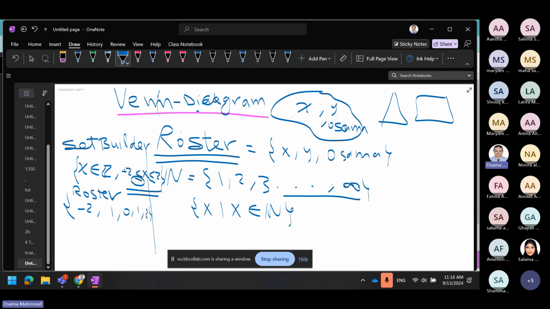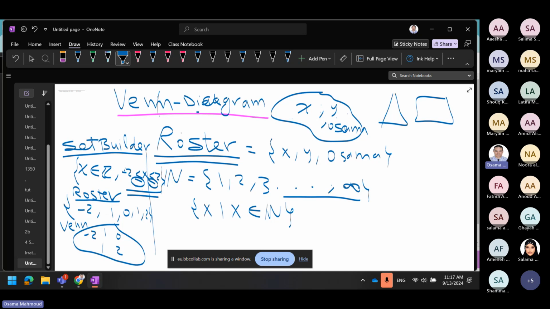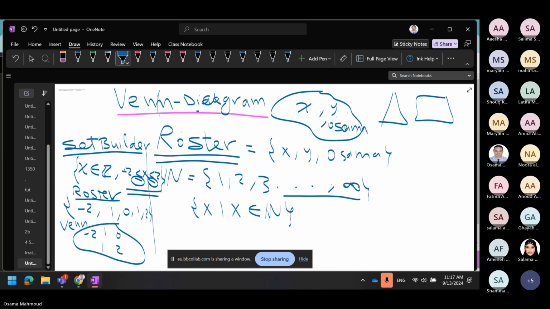Because I have equal here, -2 is included and I have 2 here, 2 included. So you can write the set in the set builder notation, or in the roster way, or in the Venn diagram, so you can represent the values here. So this is a Venn diagram. So you have 3 types of representing a set, okay?